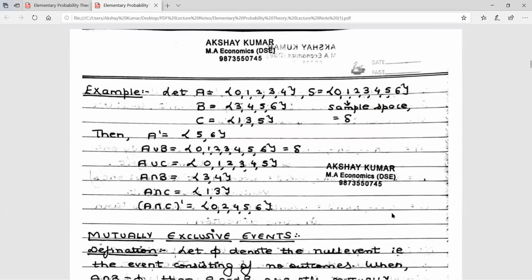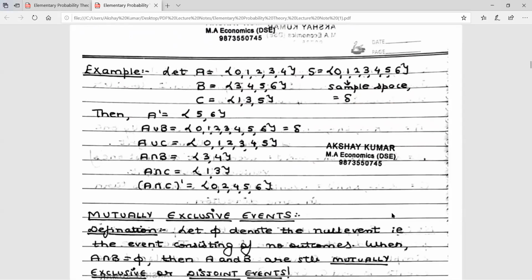Okay. What will A union B be? A union B will be, you just add all elements in A and all elements in B. So that will be 0, 1, 2, 3, 4, 5, and 6. And you can observe A union B is nothing but the sample space itself. If I have to find A union C, again add elements of A and C together in one particular set. So 0, 1, 2, 3, 4, and 5.